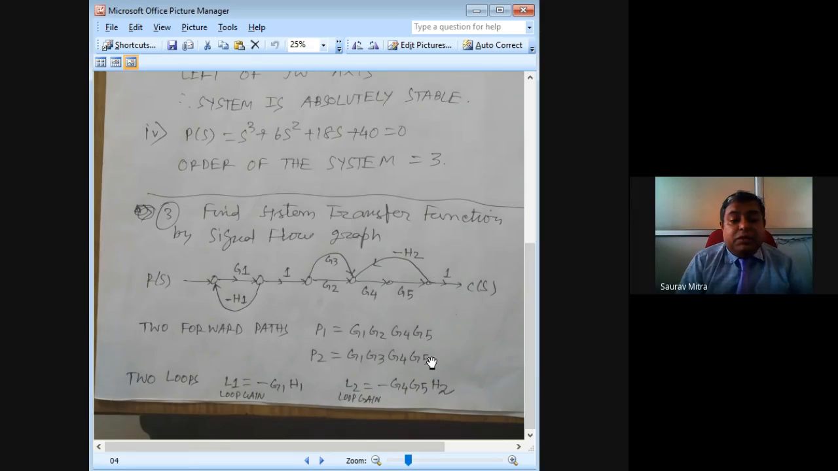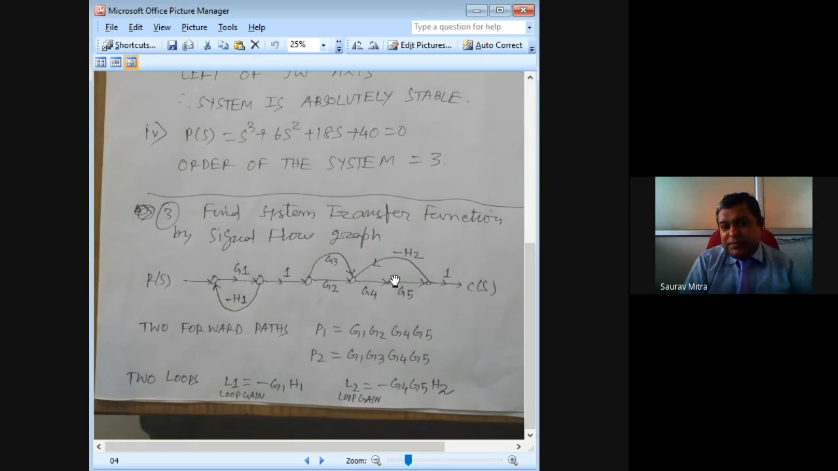And one more thing we have to check. These loops are there, whether these loops are touching or non-touching. Now there are two loops. See, this is not a loop. Be careful. G2, G3 is not a loop because G2 is also going forward and G3 is also going forward. What is a loop? Starting point and ending point is the same. So G1 is going forward and H1 is coming back. That's why this is called a loop. G4, G5 is going forward and H2 is coming back.